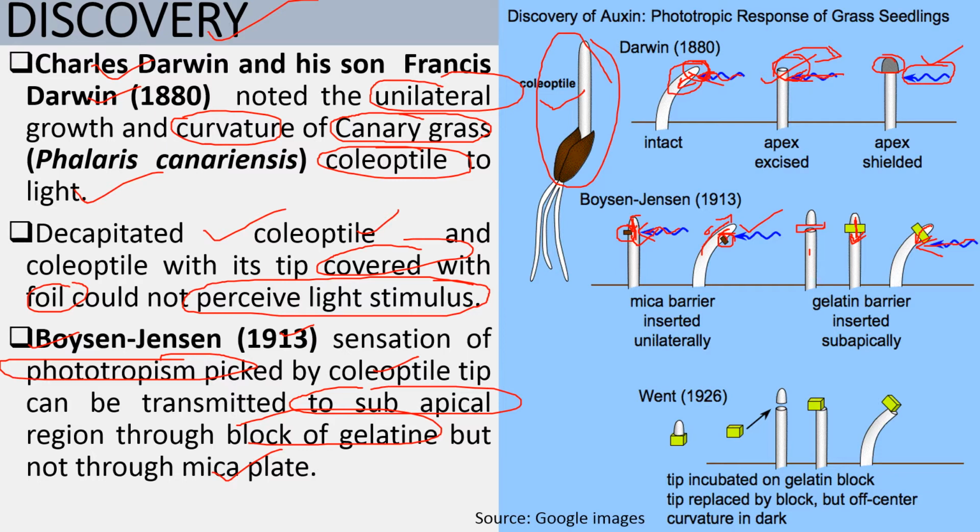Next experiment was carried out by Went. So he used this agar gel block. Firstly उन्होंने जो कोलियोप्टाइल है उसको अगार ब्लॉक के ऊपर रखा, जो ऑक्सिन है इससे वो इसमें ट्रांसफ़र हो गया, and then they put this agar block on the seedling and it shows the same response as that of the coleoptile. So they finally concluded that this coleoptile or tip of the plant is responsible for the formation of that chemical substance which causes the unidirectional growth or curvature in the direction of light.